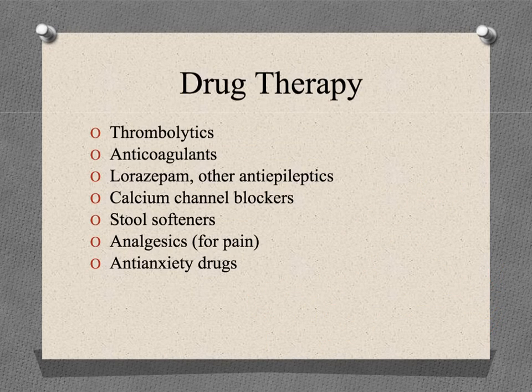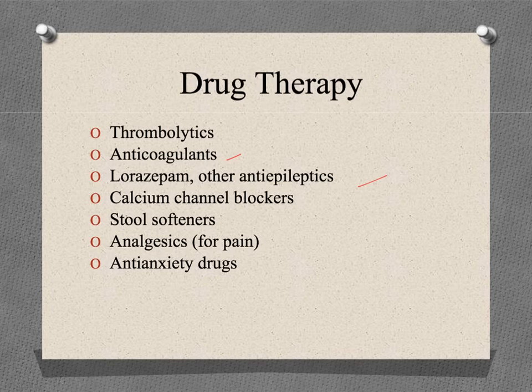All right, treatment post-stroke. Thrombolytics we've already talked about. A patient who's had an ischemic stroke is going to go home on some kind of anticoagulant. It could be warfarin, especially if it's established that they have atrial fib and they possibly had an embolic stroke. They're going to go home on warfarin. Lorazepam, other anti-epileptics.